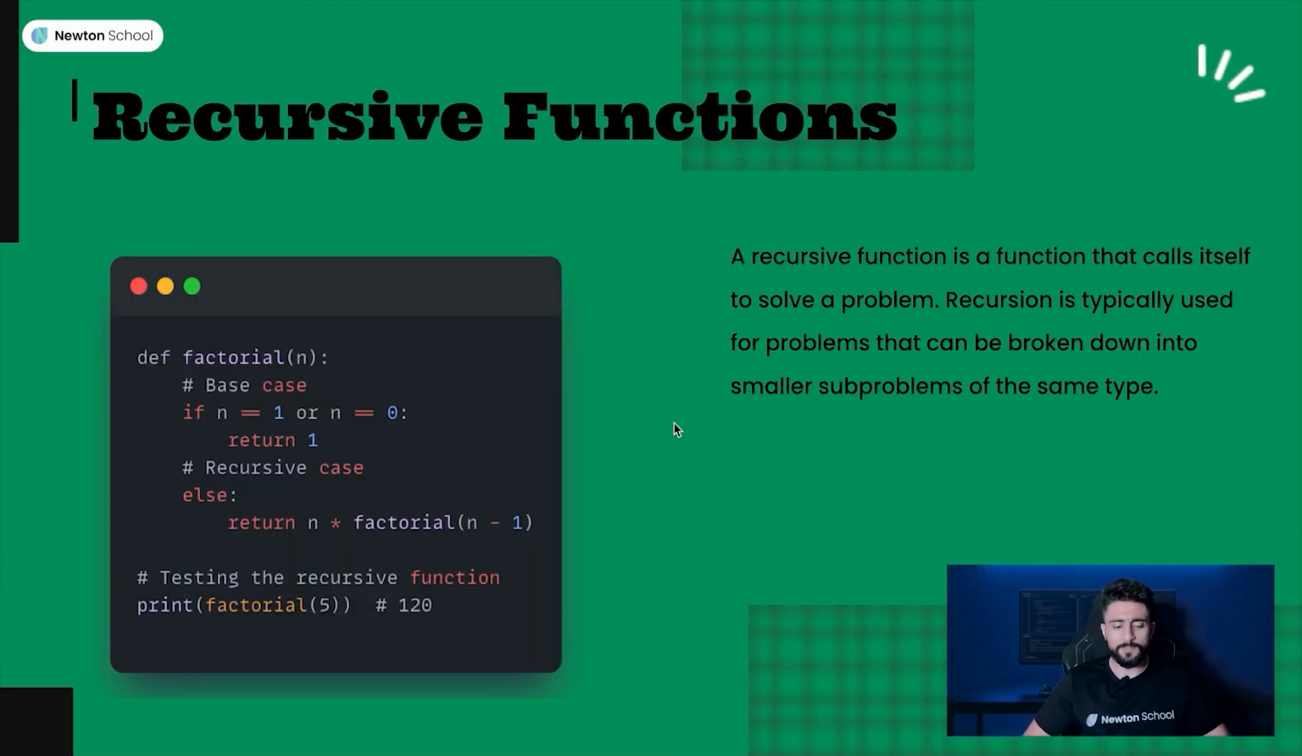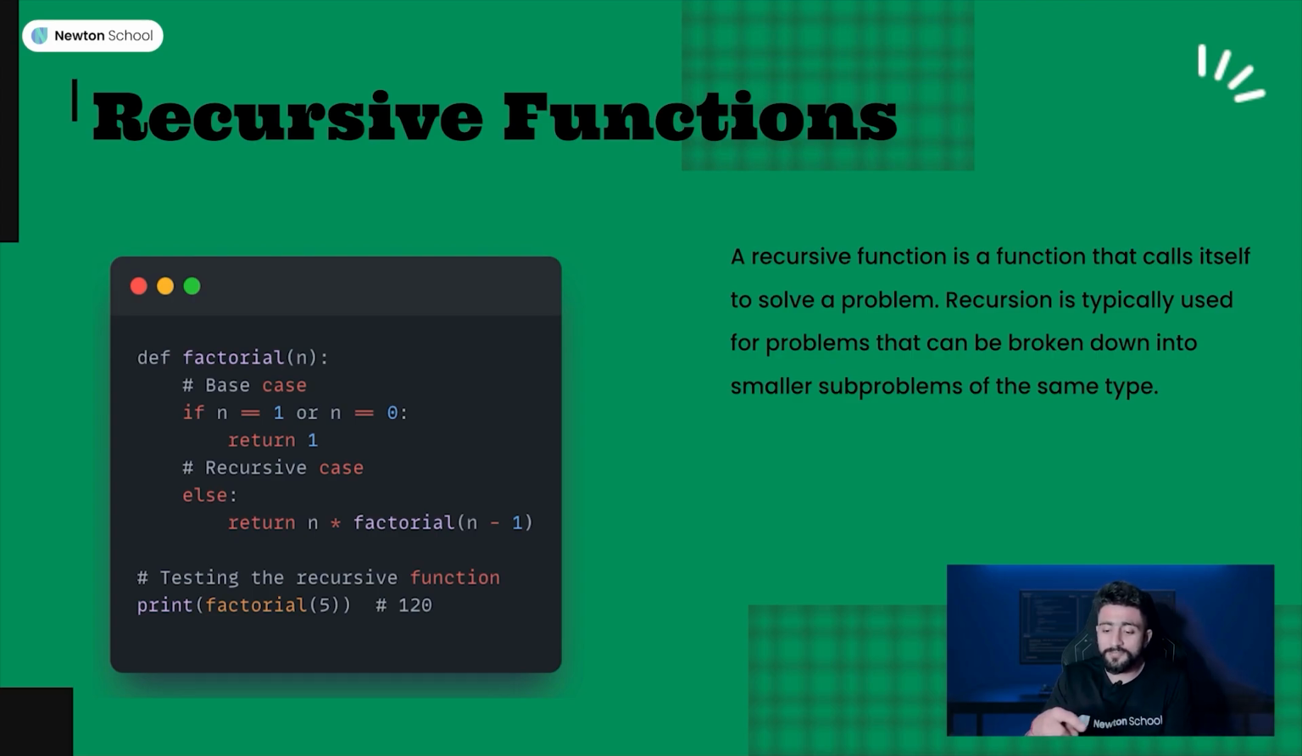So let's see it with an example. So there is an example of factorial, right? You know factorial, right? So 4 factorial is 4 multiplied by 3 multiplied by 2 multiplied by 1, right? And what is 0 factorial? 1. So I hope you already know this from mathematics.